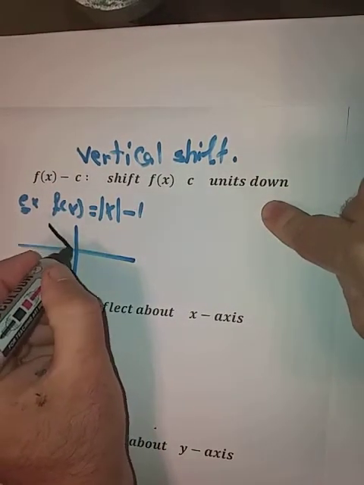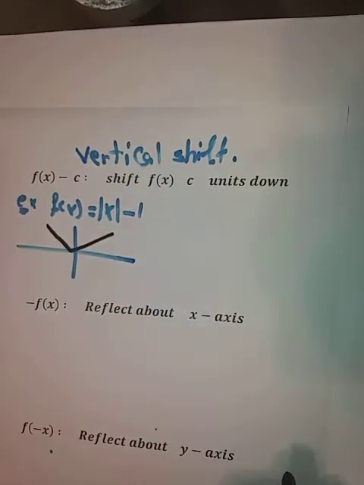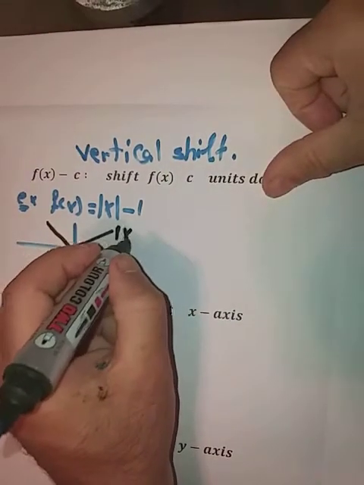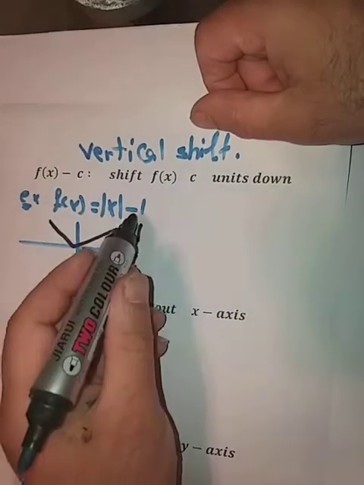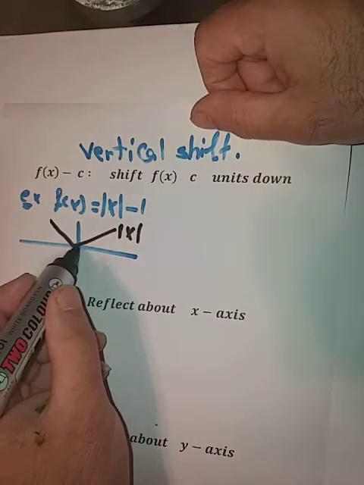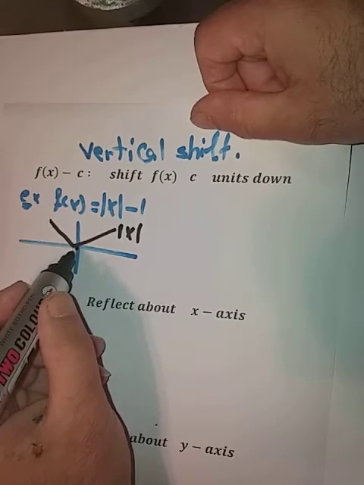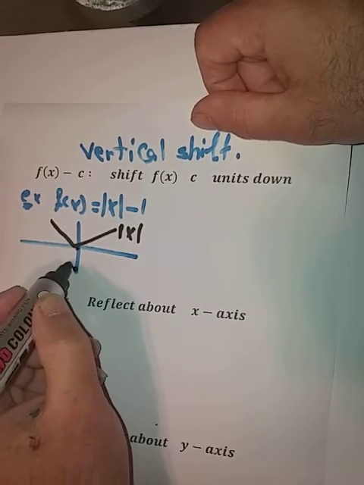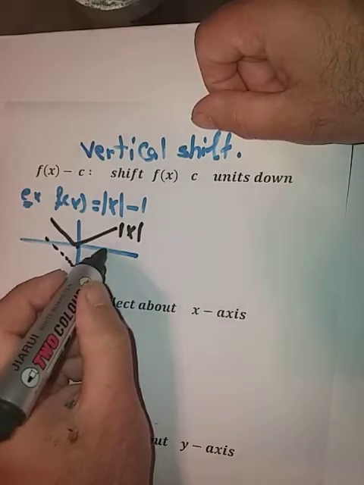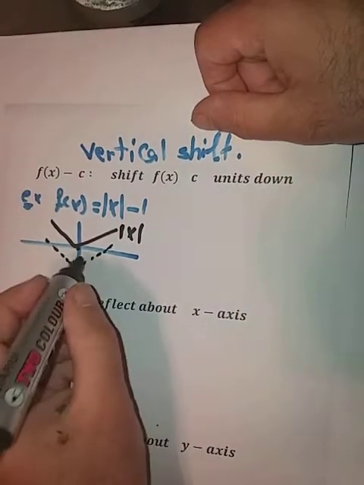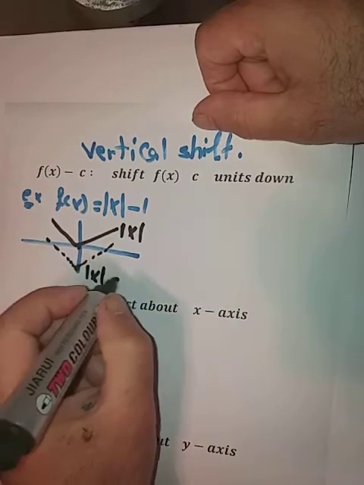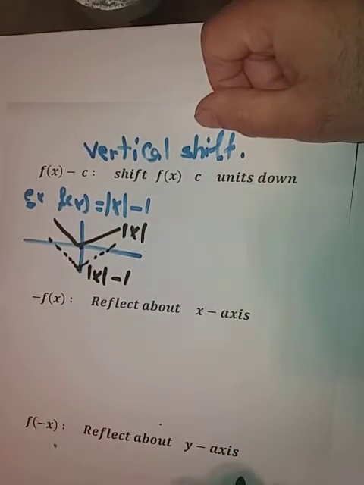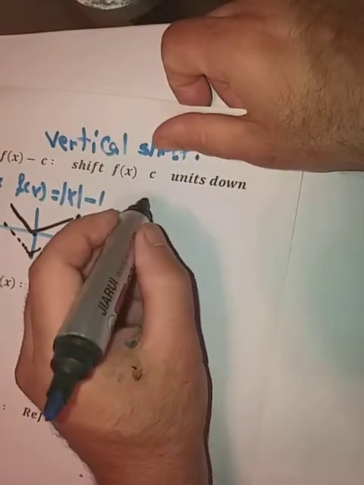Graph of absolute, this one. Parent graph, guide function. And you have minus 1, we move the graph 1 unit down. This is the graph of f of x, absolute x minus 1.